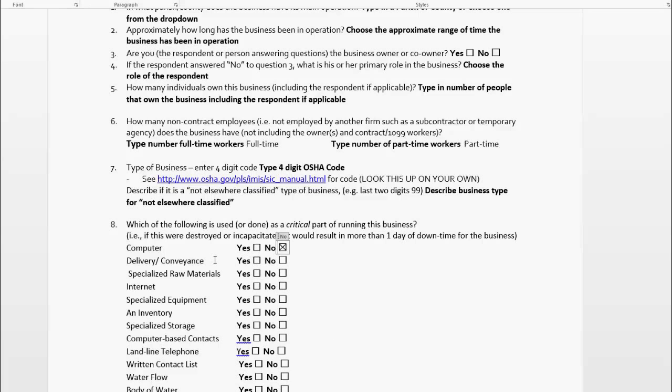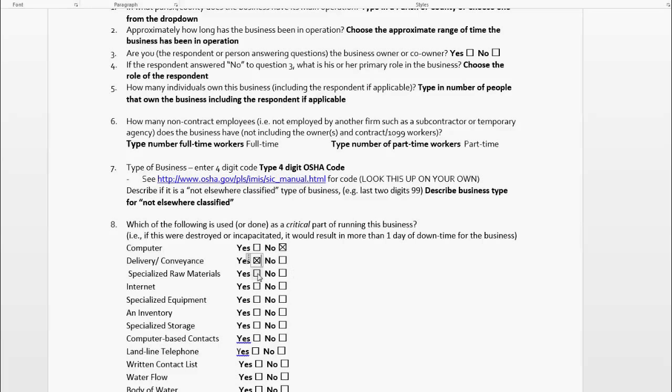Delivery and conveyance is whether or not things have to be delivered to other people from other sources. So for example, if I need special ingredients delivered to me, then I would check yes. Or maybe I cater my donuts to parties and things like that. So if I need to get to other places or my employees need to get to other places, the answer is also yes. Probably for most businesses, there is some need for transportation.